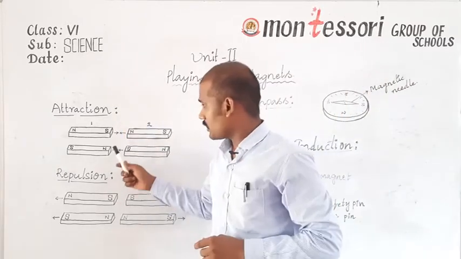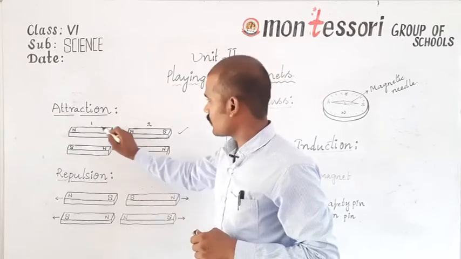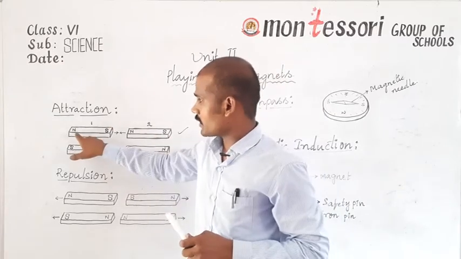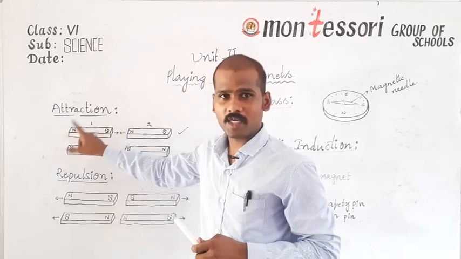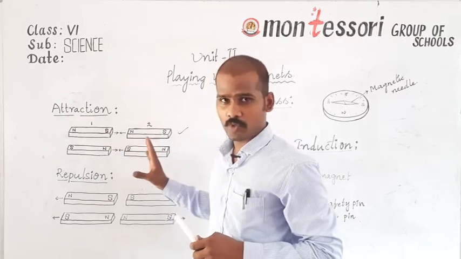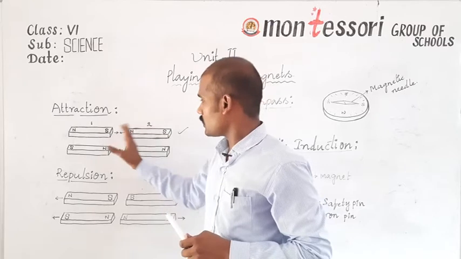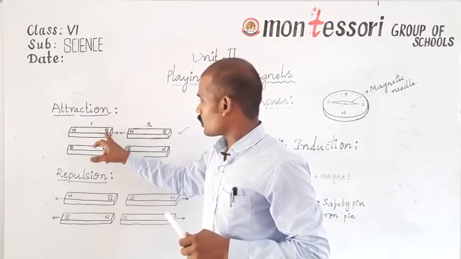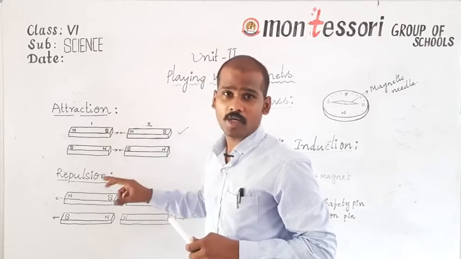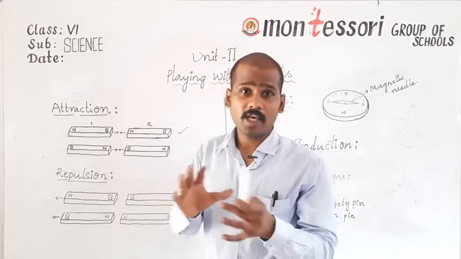For example, please see this picture, the first one. There is one magnet, and there is also another magnet. One magnet contains two ends and at each end one pole, north and south. Another magnet also contains two poles, one north and one south. In these two magnets, the south pole of one magnet and the north pole of the other magnet are called unlike poles, because one is south and the other is north.